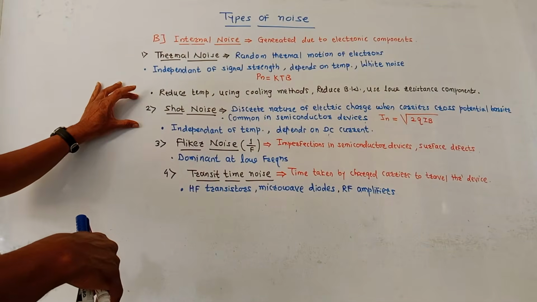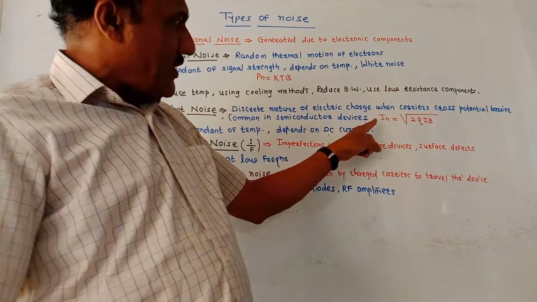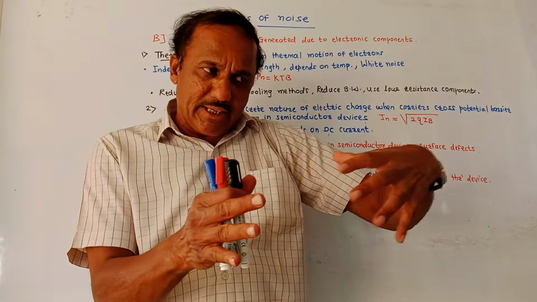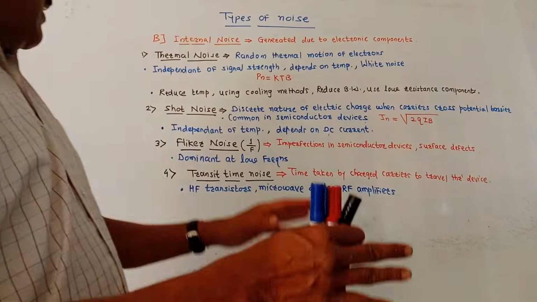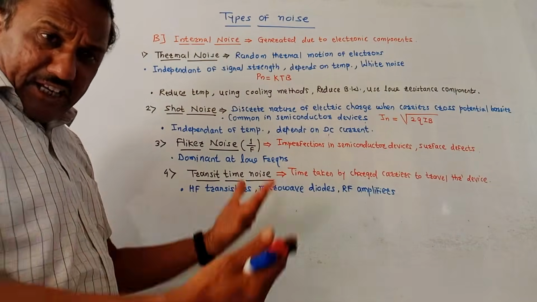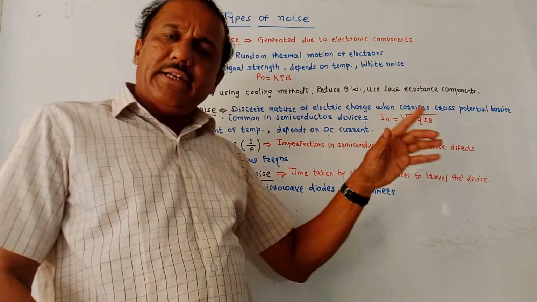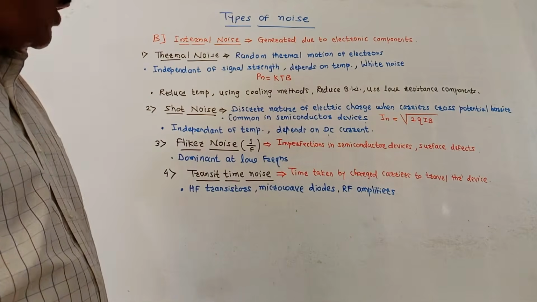Next is the shot noise. It is due to the discrete nature of electric charge when carriers cross the potential barrier. That means whenever the carriers are crossing the potential barrier, at that time a certain kind of discrete action takes place which produces the noise, which is shot noise. It is common in semiconductor devices like vacuum tubes, like PN junction diode, and so on.